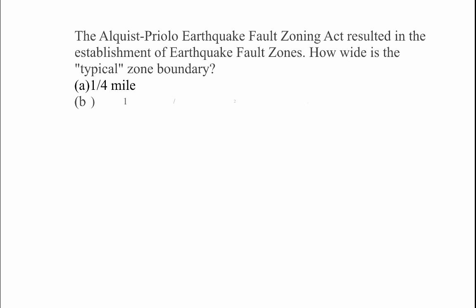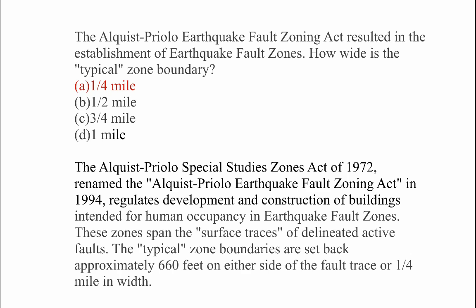The Alquist-Priolo Earthquake Fault Zoning Act resulted in the establishment of earthquake fault zones. How wide is the typical zone boundary? A. 1/4 mile, B. 1/2 mile, C. 3/4 mile, D. 1 mile. The answer is 1/4 mile.